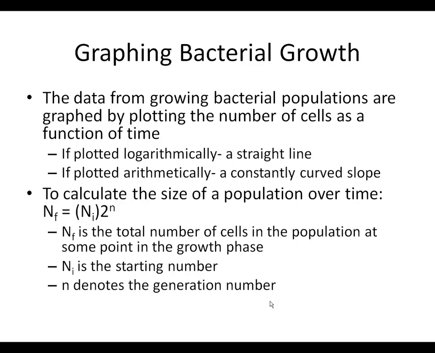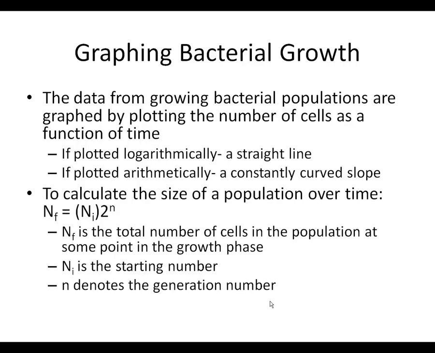We can graph bacterial growth in some very specific ways, logarithmically or arithmetically. If we graph it logarithmically, that means the generation is doubling each time, and we're going to have a nice straight line along our x-axis on the graph. If we plot it arithmetically, we're going to have this constant curved slope, going from the x-axis up to the y-axis, and we have this nice gentle curve.